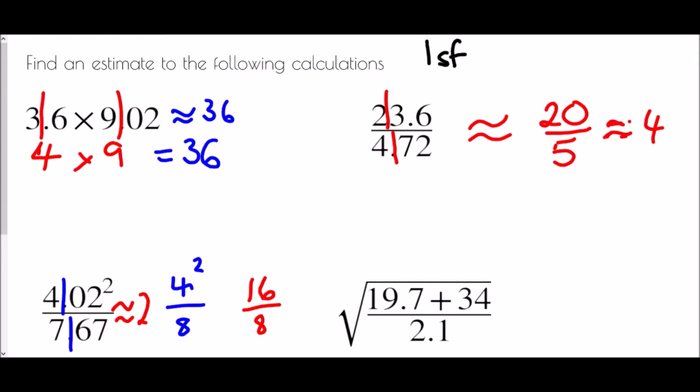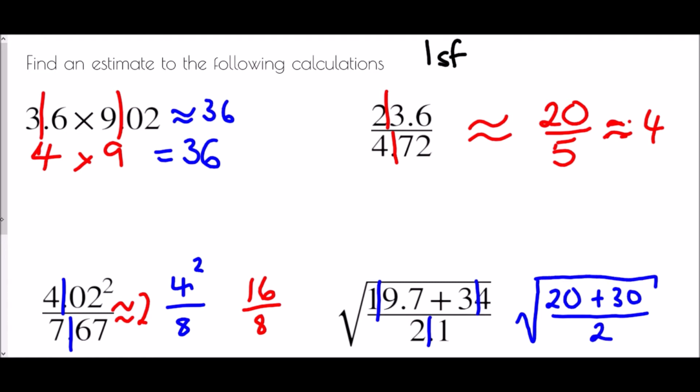And finally, we've got the square root of 19.7 plus 34 over 2.1. Well, what we need to do here is we need to round every element of this. So we still want to have our square root sign, but 19.7, if I round that to one significant figure, it's going to be rounding after the 1, so that's going to be 20. 34, that will be rounded after the 3, so that's going to become 30. And 2.1, I'll be rounding after the 2, so that's going to become 2.